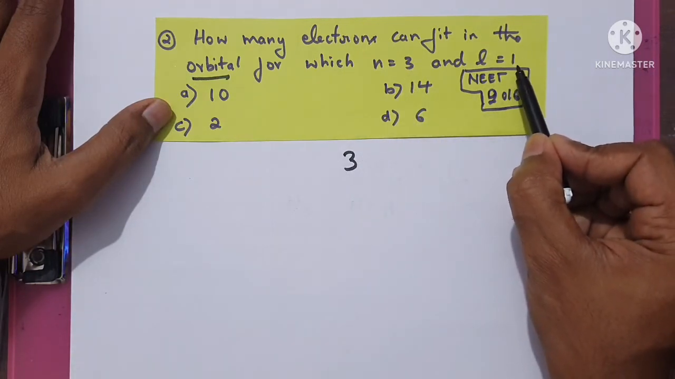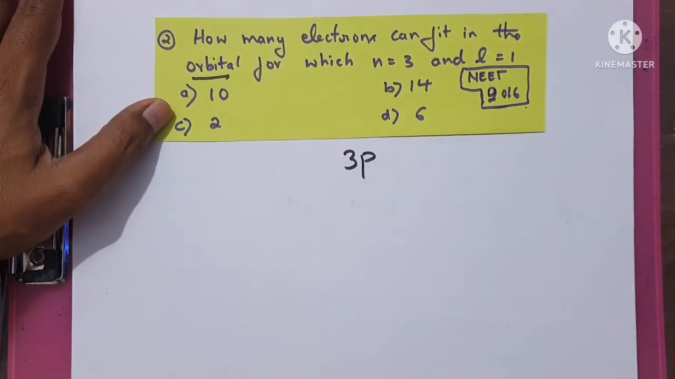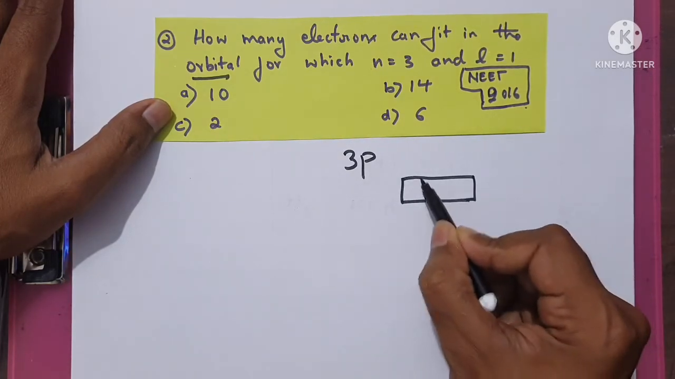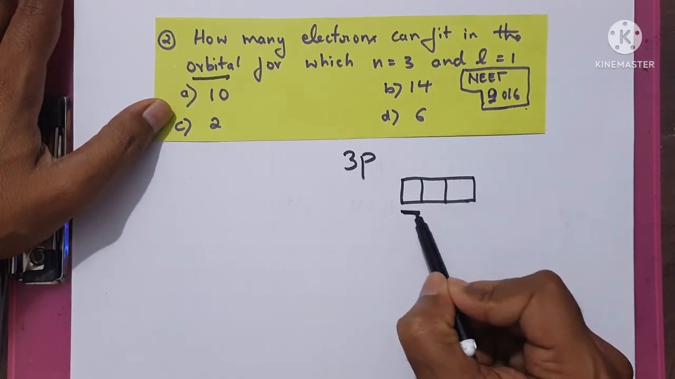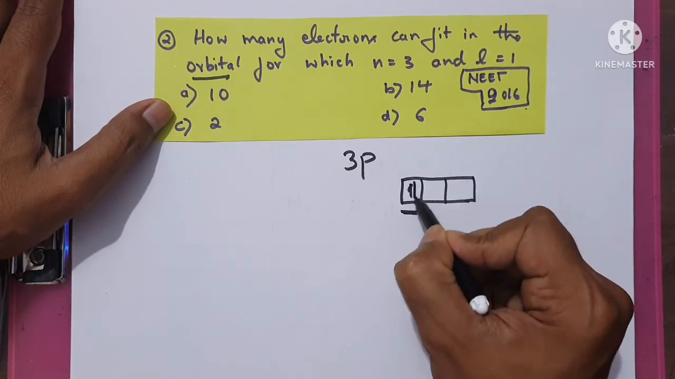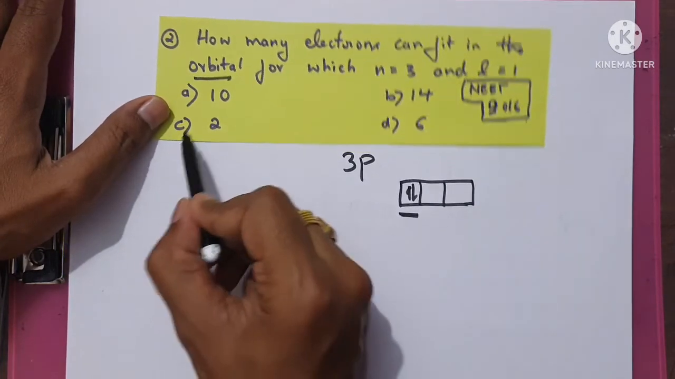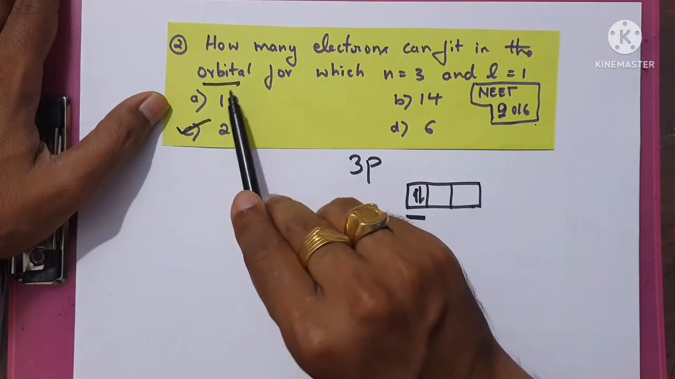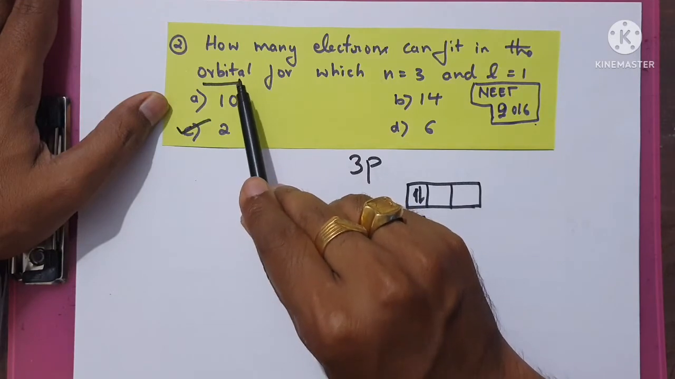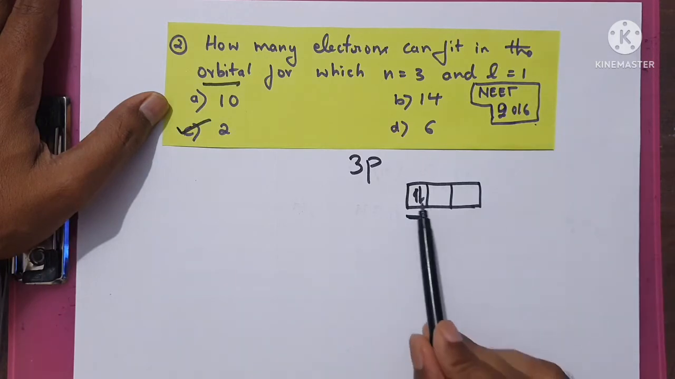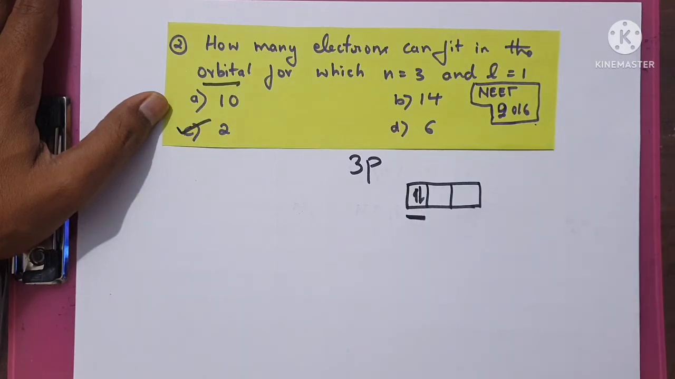If the value of L is equal to 1, then it is 3p. Remember, then it is 3p. For p orbitals, you will have 3 orbitals. For p, you will just draw 3. In one orbital, how many electrons is it possible? In one orbital, we can place only 2 electrons. That is why option 2 is the correct answer. Hope you have understood this question, and here they are asking you orbital. In one orbital of this n is equal to 3 and L is equal to 1, how many electrons? It is only 2 electrons. Next we'll move on to the next question.